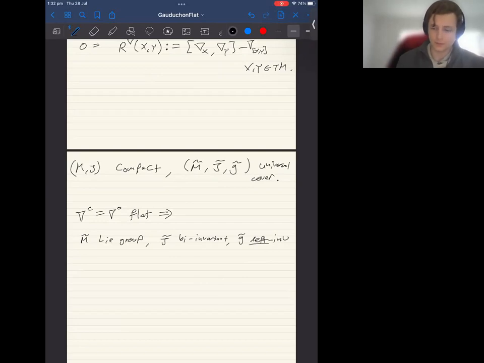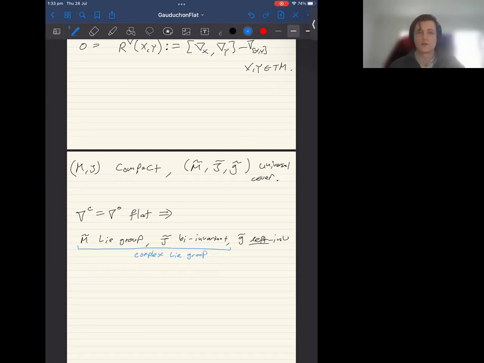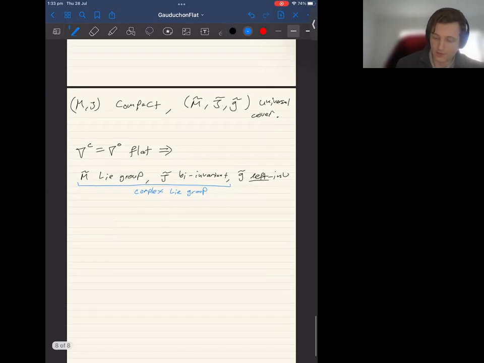Okay. So recall, if you have a real Lie group and a bi-invariant complex structure on it, we call that a complex Lie group. So this is a group with a complex manifold structure for which the group operations are holomorphic. Okay. So this was a result of Boothby in the 50s. In 58, I believe, yes.